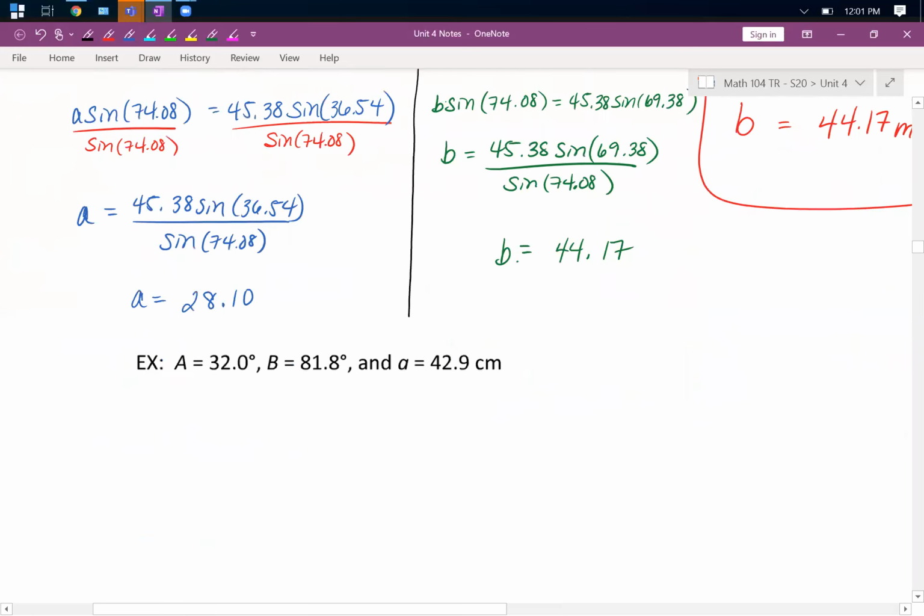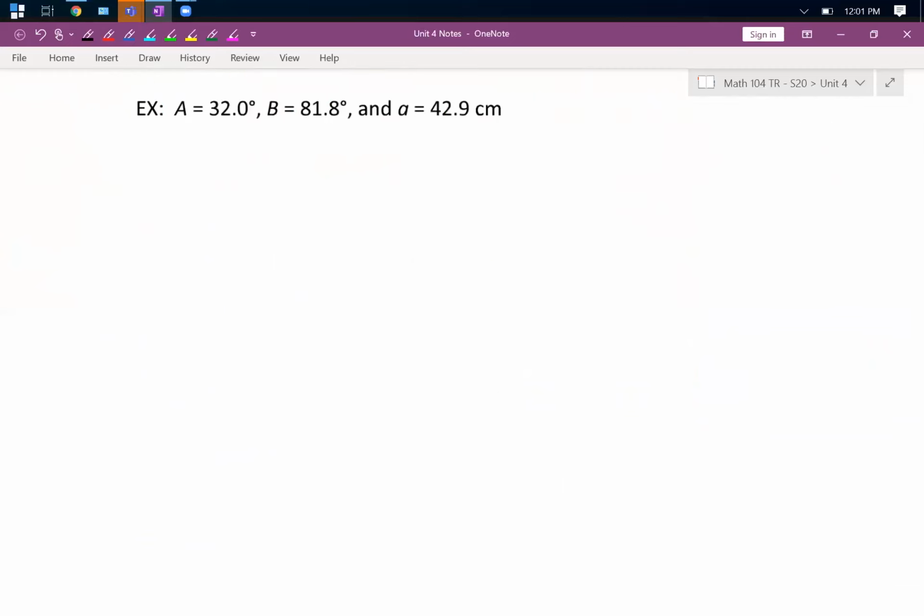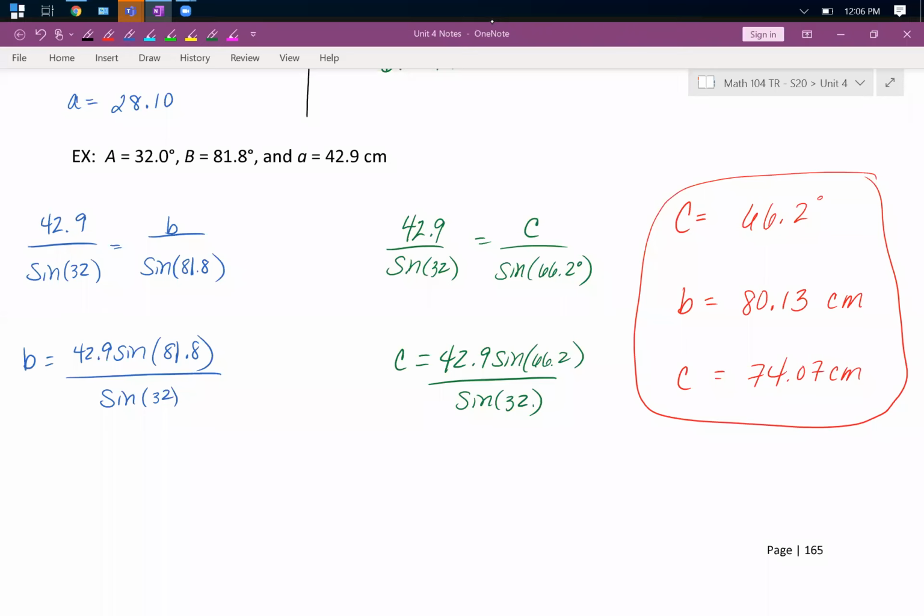All right, well, why don't you guys try the next one? I'm just going to pause the video and give you guys a few minutes to work on this. If you have any questions along the way, though, just holler for me. I ended up with angle C being 66.2 degrees, side B being 80.13 centimeters, and side C being 74.07 centimeters. Anybody get anything different?